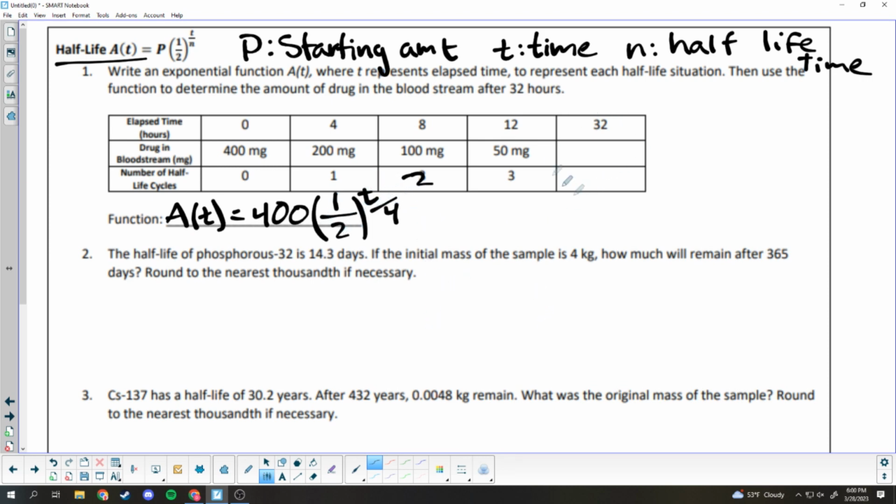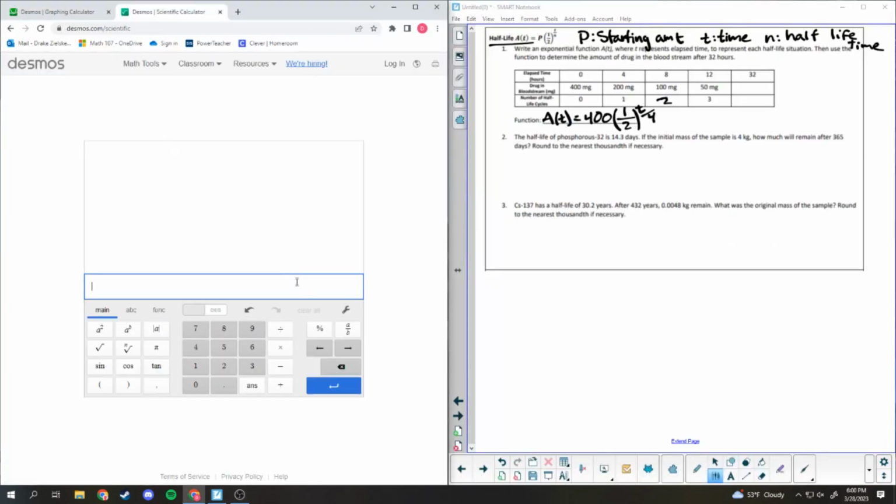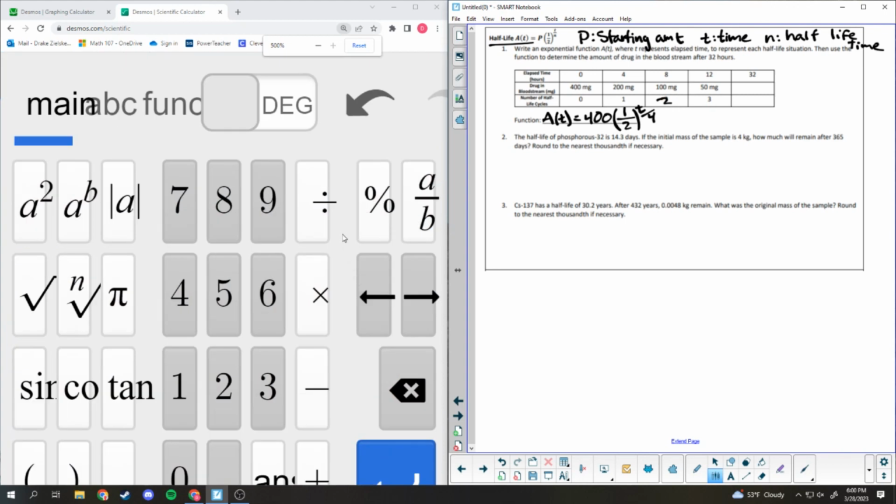Okay. If I want the answer for 32, well, then all I have to do is set t equal to 32 and plug that in. So let me get Desmos up, the scientific version, because we're going to go scientifically. I'm going to just type in 400 times 1/2 to the power of 32 divided by 4. Oops. Which is 8. So in this example, we can say that there's 8 half-life cycles that have happened, and what's left over is 1.5625.